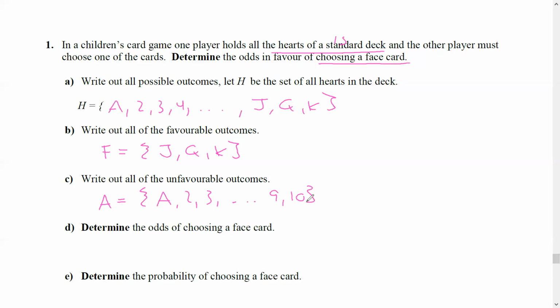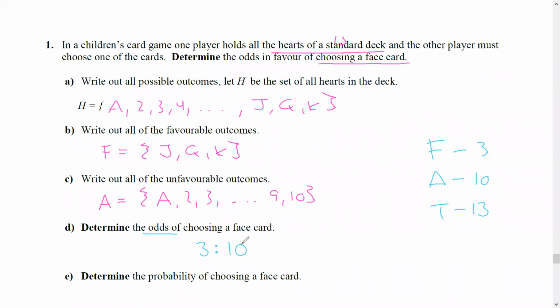D, here we start getting into the questions that you'll see on tests. Determine the odds of choosing a face card. So I'm just going to write down off to the side here, F-A-T. I want a face card. So that's my favorable outcomes. There's 3 of them. Against, my unfavorable, well, there's 10 of them. Total, there's 13. So the odds of choosing a face card, 3 to 10. Just like that.